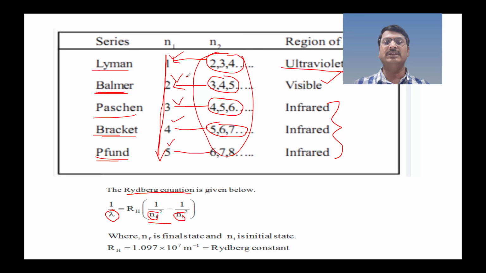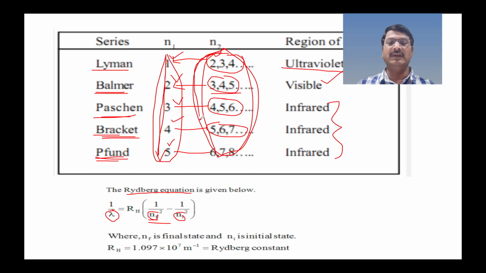In the case of the Lyman series, the NI value may be 2, 3, 4, 5 up to infinity. In the Balmer series, the NI value will be 3, 4, 5, 6 up to infinity. Paschen series 4, 5, 6. Brackett series 5, 6, 7. Pfund series 6, 7, 8, like that. The energy level into which the electron is coming is the NF value. The energy level from which the electron is coming is the NI value. By substituting the NI and NF values in this equation, we will get the wavelength of every light present in the hydrogen spectra.